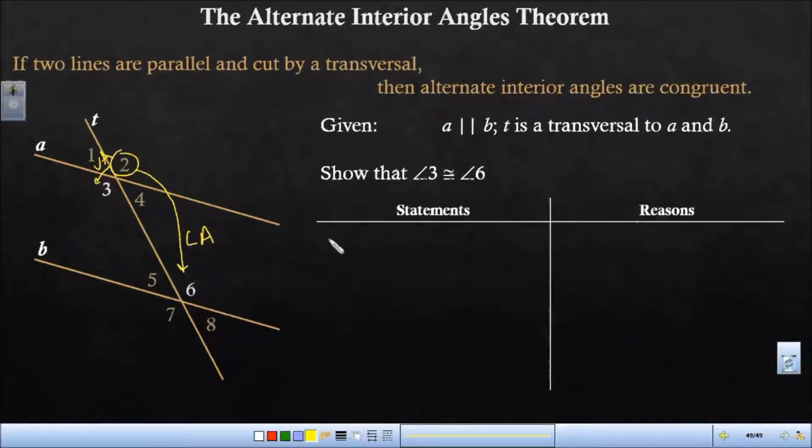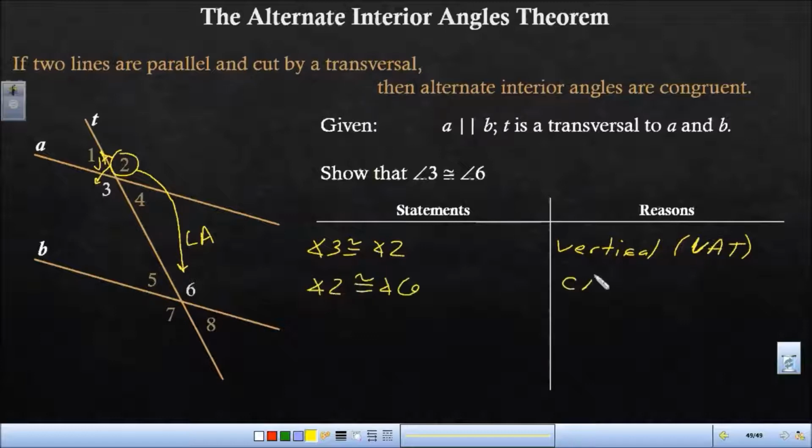So we say angle 3 is congruent to angle 2 because these are vertical angles. Feel free to use the abbreviation VAT when you write this proof. Okay, and then we say that angle 2 is congruent to angle 6 because they're corresponding. This is the corresponding angles theorem, or the CAT theorem. We have corresponding angles here.